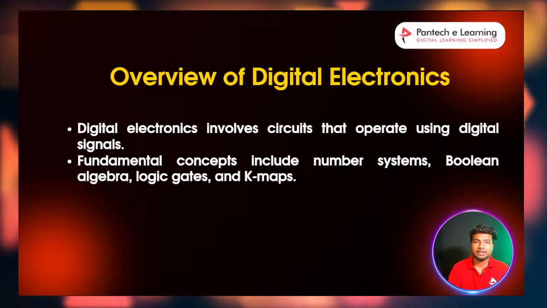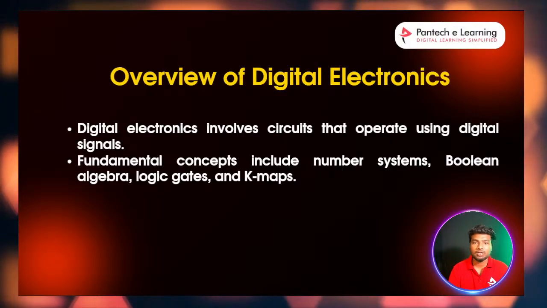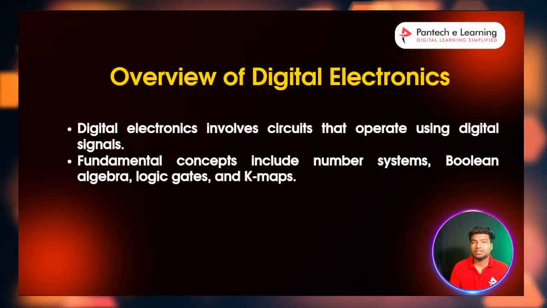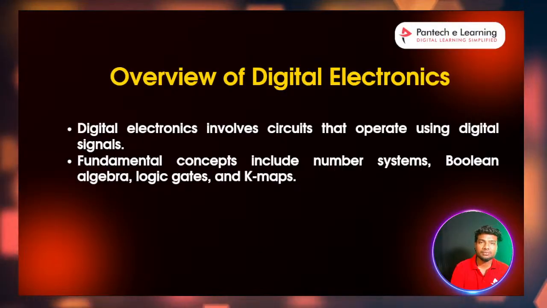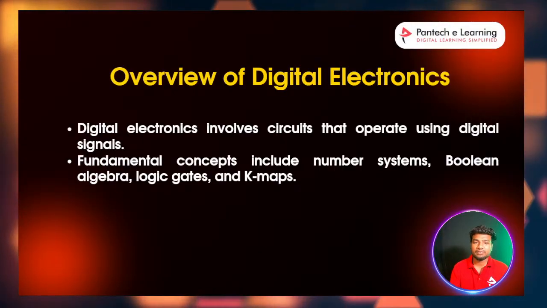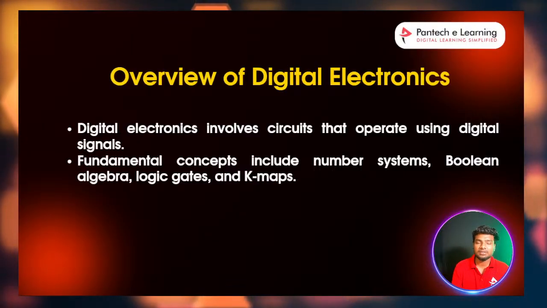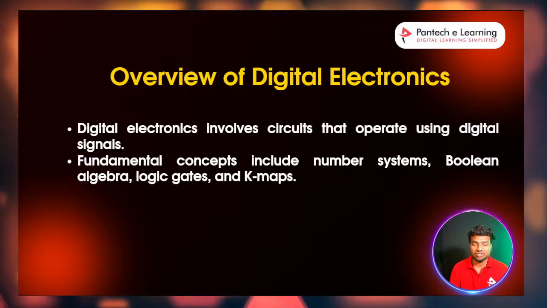Basically, digital electronics is nothing but making circuits that work based on zeros and ones only. So digital means what? Zeros and ones. Analog circuits perform continuous kinds of things, but in digital electronics we mostly work with zeros and ones. That's called digital.